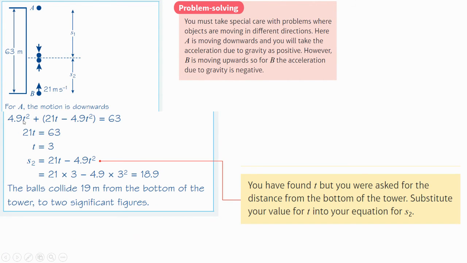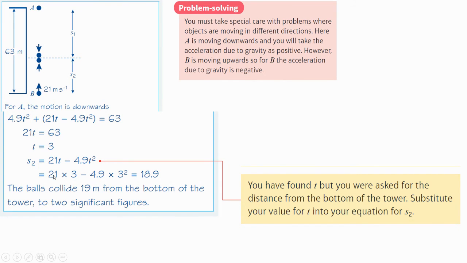So if we substitute in, instead of S1, 4.9t squared, and instead of S2, 21t minus 4.9t squared, add them together equals 63. It seems like it's a bit complicated quadratic, but the 4.9t squared cancel, and we're left with 21t equals 63, which means that t equals 3, they're going to collide after 3 seconds. This dropping down and this being projected up, after 3 seconds they collide.